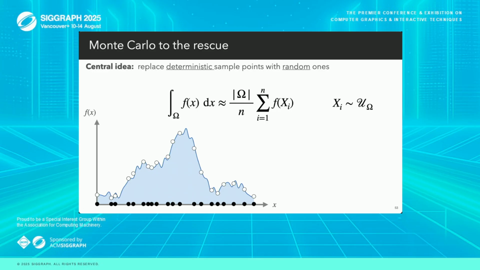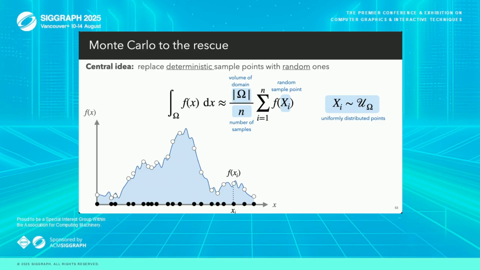How do I select these points? The simplest thing I can do, and one that's generally pretty effective if I don't have a better solution, is to simply sample these points uniformly. I just go in this line, and I uniformly pick the points where I'm going to do the evaluation. Then within these points, I evaluate my function, I average the evaluations I have, and I also multiply by the total size of my domain.